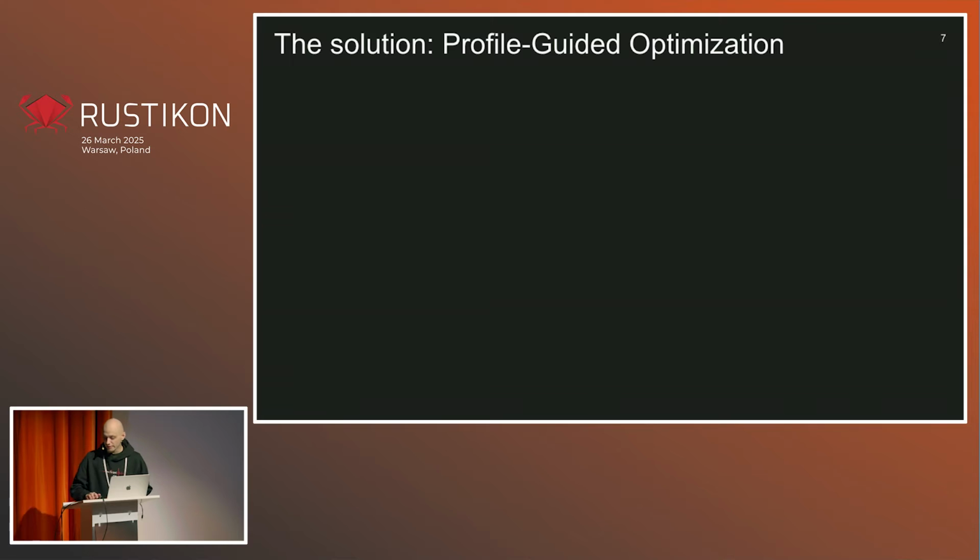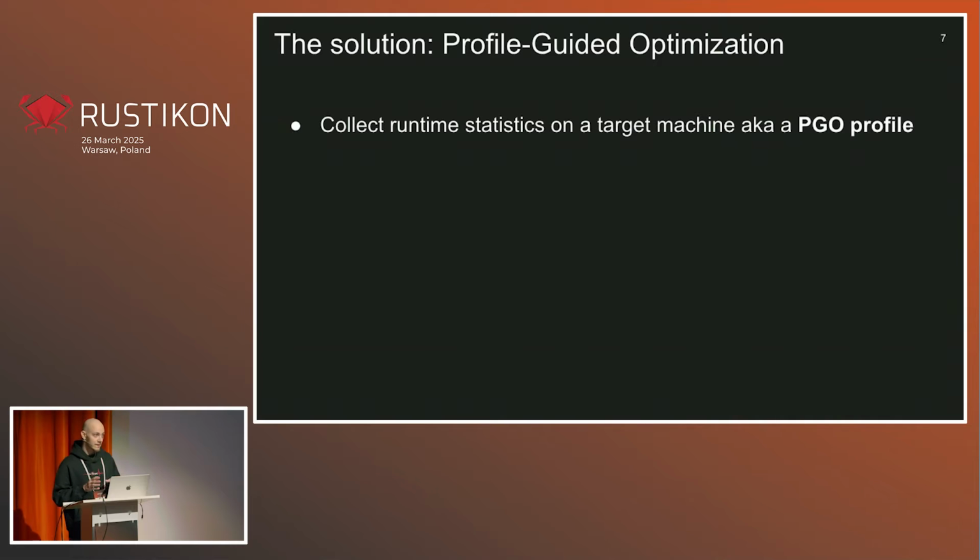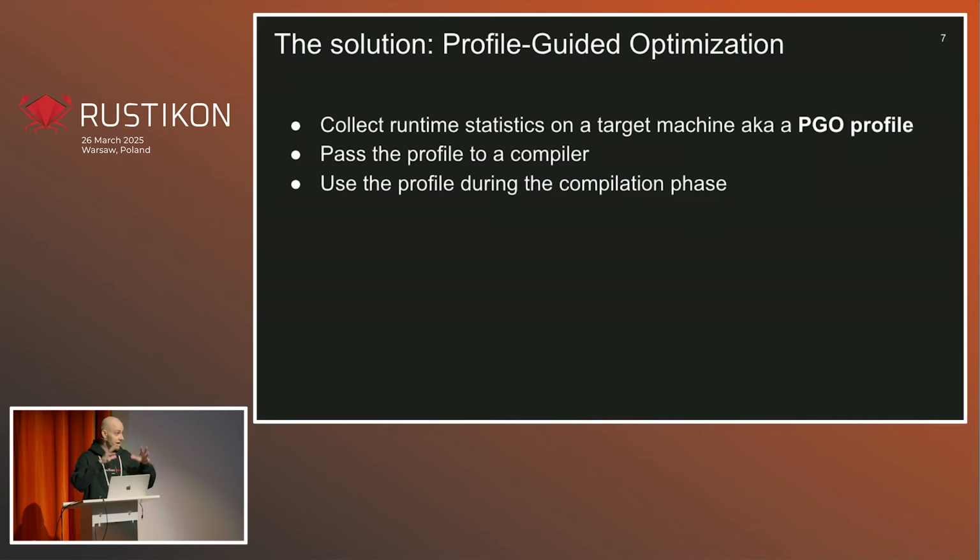The solution for this is profile guided optimization, because in the just-in-time world we can collect runtime statistics on a target machine because we have a compiler, but in the ahead-of-time world we usually only have our binary on the target machine. So what is profile guided optimization? Let's collect runtime statistics about our application somehow. These statistics are called a PGO profile. Pass this profile to the compiler and use the information from it during the compilation phase.